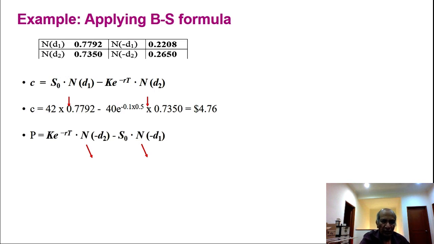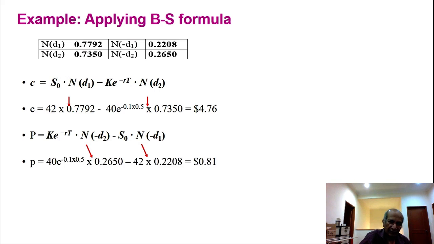P equals K e to the power of minus RT times N of minus D2, minus S0 times N of minus D1. So you already calculated that. You discount the strike price or the exercise price $40 at the continuously compounding rate of 0.1 times 0.5, then times it by N of minus D2, which is 0.265, minus the current stock price $42 times N of minus D1, 0.228, should be giving you $0.81.